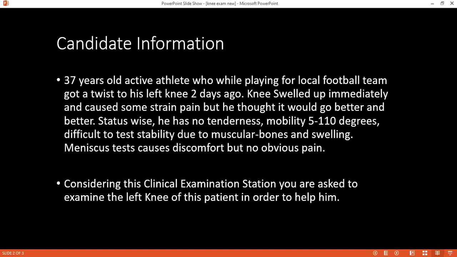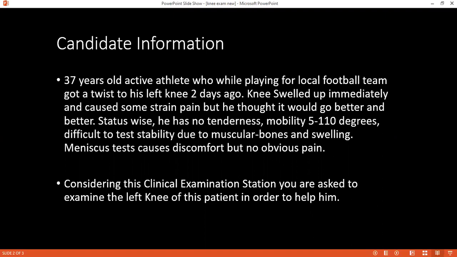Then after that, I will test the quadriceps and hamstring muscles over the knee. I will keep the knee flexed and ask the patient to extend it against my force, to test the quadriceps, and the reverse movement to test the hamstring muscles.